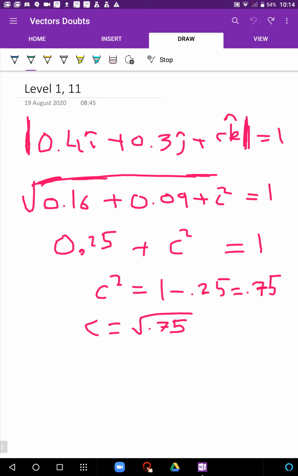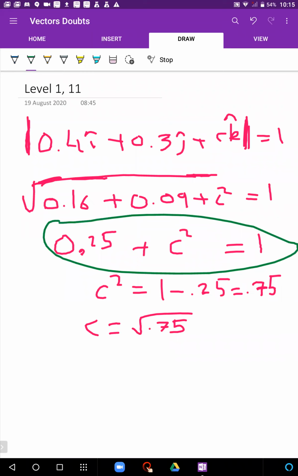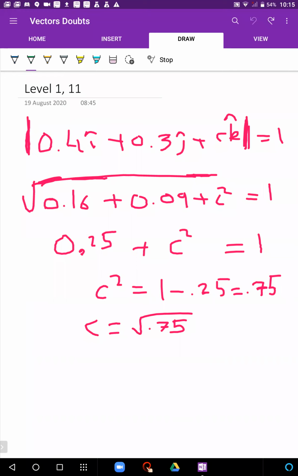Okay. Now you don't like working with roots, right? So just square both sides. 1 का square stays 1. यहाँ पे स्क्वायर करोगे तो ये रूट वाला टर्म हट जाएगा. क्या रह जाएगा? अच्छा, 0.16 प्लस 0.09 को 0.25 लिख सकते हैं. So I have 0.25 plus c square is equal to 1. यहाँ से c का वैल्यू आ जाएगा. c square then becomes 1 minus 0.25. So c square becomes 0.75. If c square is 0.75, c is root 0.75.